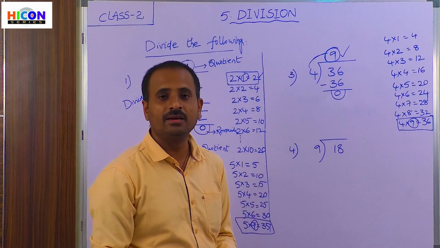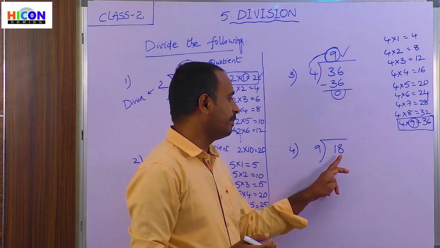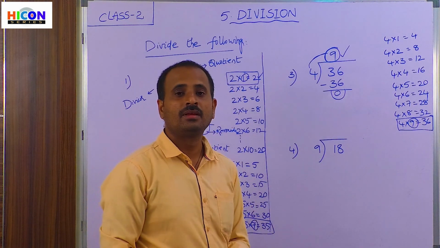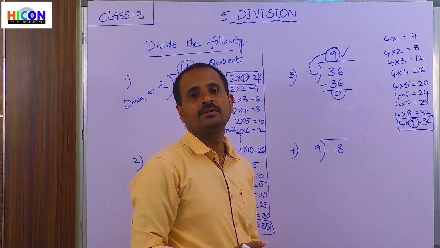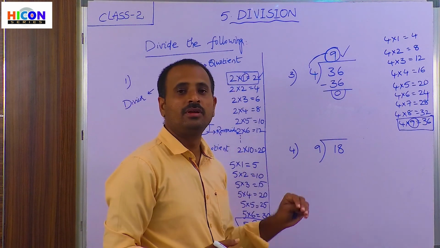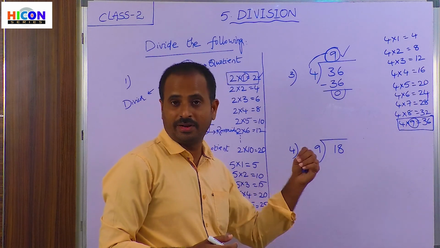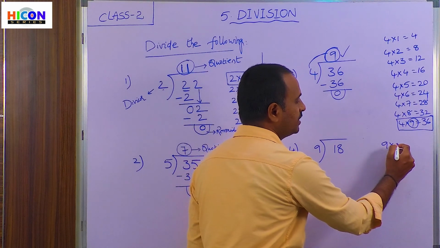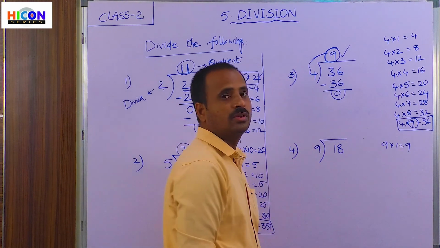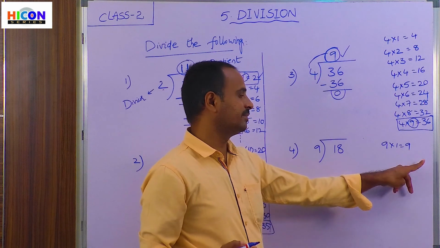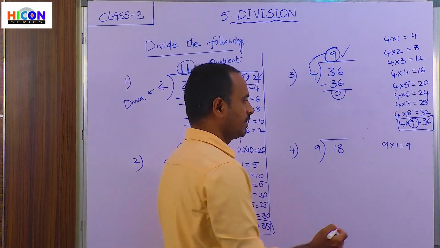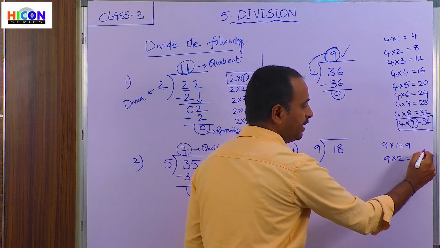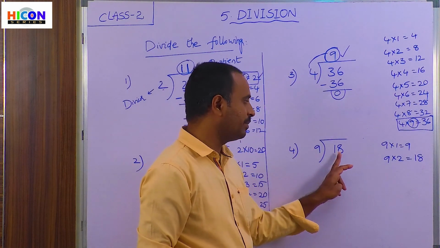Now let us find, when does the number 18 come in the ninth table? How many times in the ninth table will we get 18? So let us recall or memorize the ninth table, that is the table of 9. 9 ones are 9. If you take one time, you will get 9. Now take 2 times. That is 9 twos are 18. So now we have got the number 18.